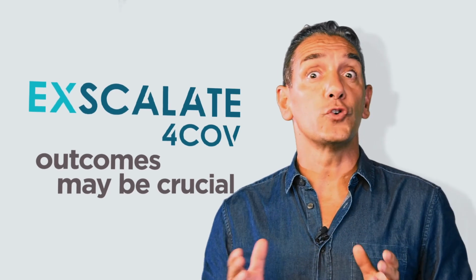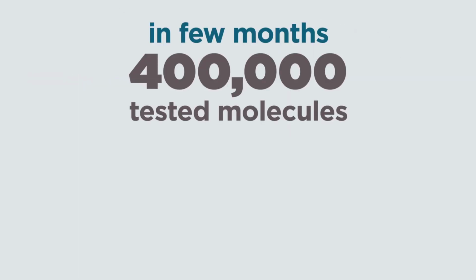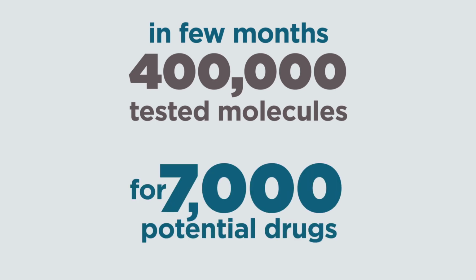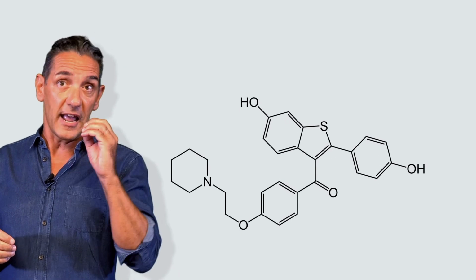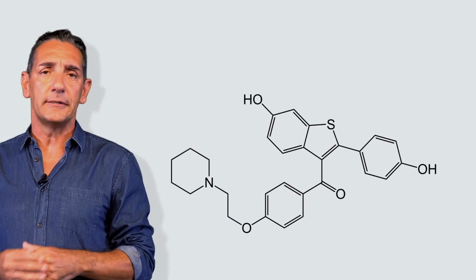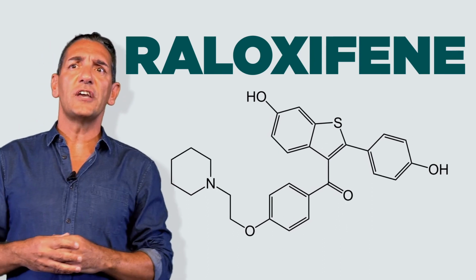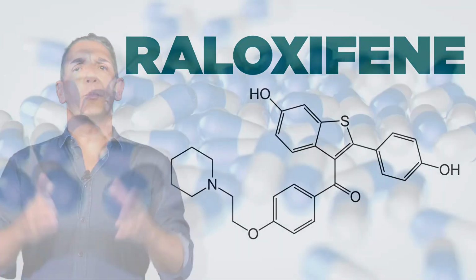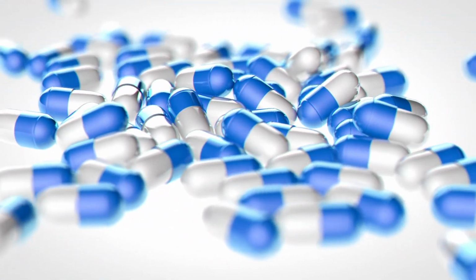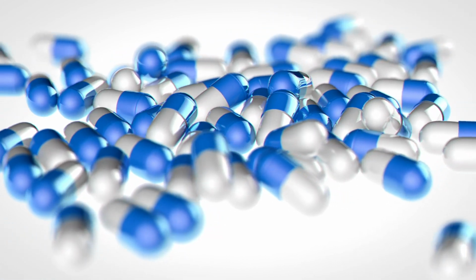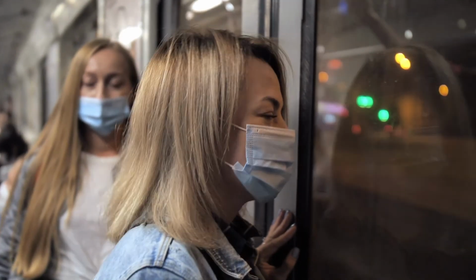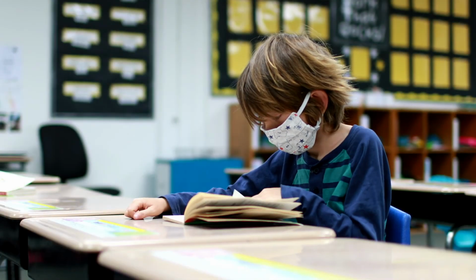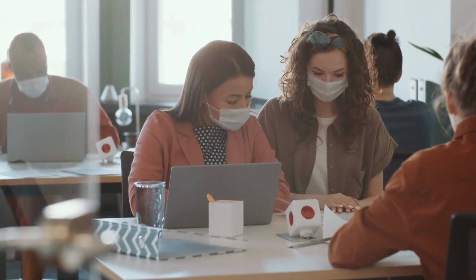Exscalate4Cov achievements may be crucial. In few months, thanks to the great processing power, the project has tested already 400,000 molecules, and among these, it identified 7,000 potential drugs which will be evaluated in laboratories. One particular molecule showed to be effective also during experimental testing: raloxifene, a drug already on sale, used to treat osteoporosis. The final goal is finding the most effective and the safest drug against coronavirus. Exscalate4Cov will conclusively give a contribution, not only to medical research, but to the entire society to win the global challenge against coronavirus and against future pandemics.